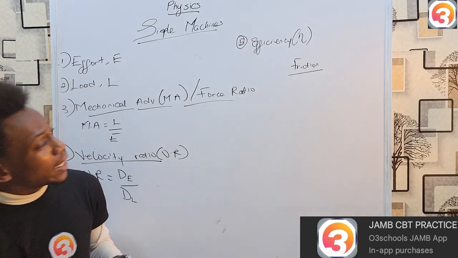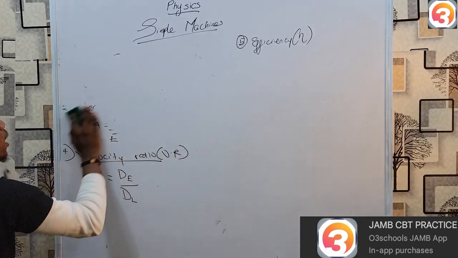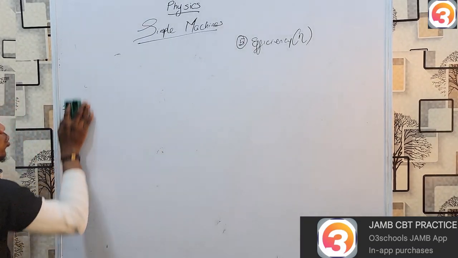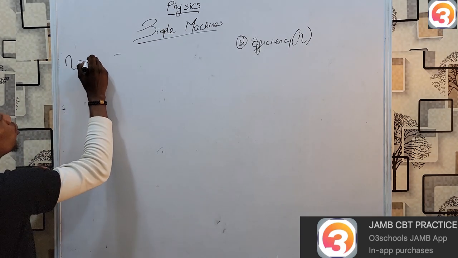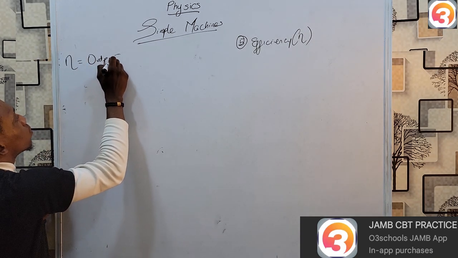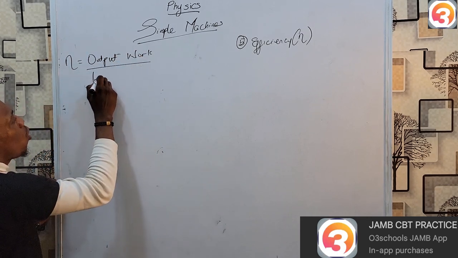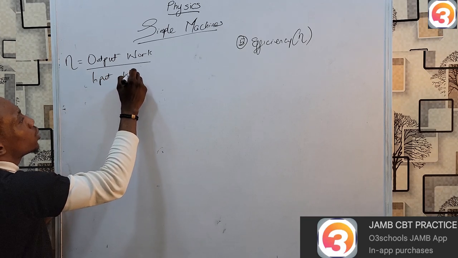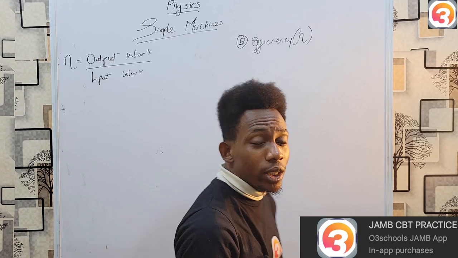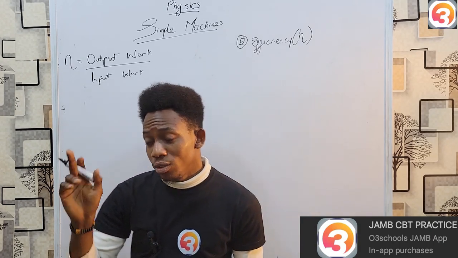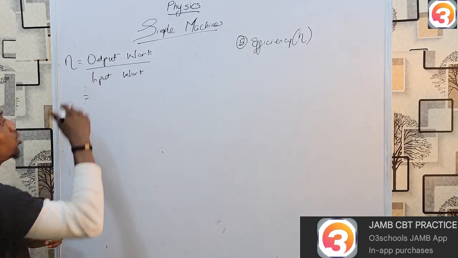Now, how can I solve for efficiency? Like we already said, we stated this quite clearly. We said that efficiency equals the output work over the input work. What comes out over what goes in. Now remember, please, efficiency is always expressed as a percentage. So generally, you have to multiply by 100. Then, this is output over input.